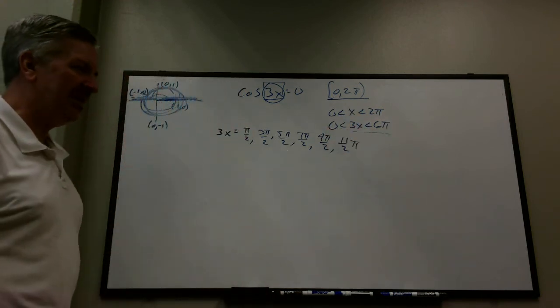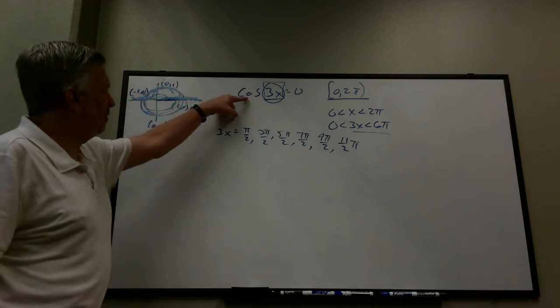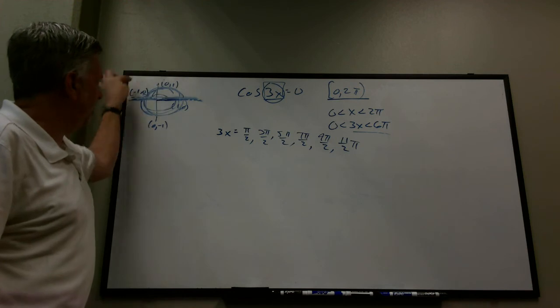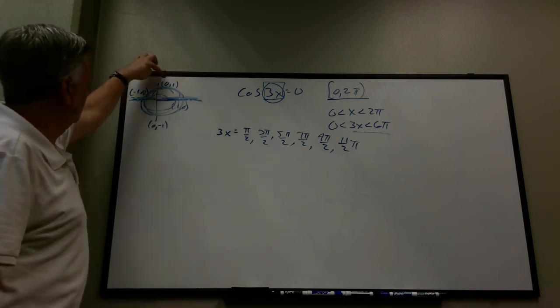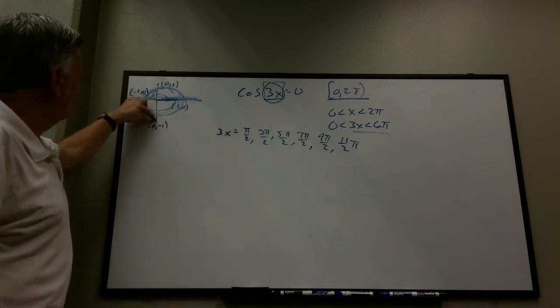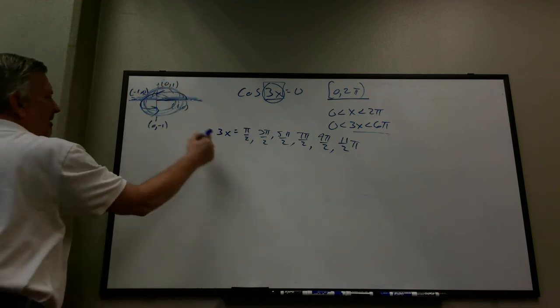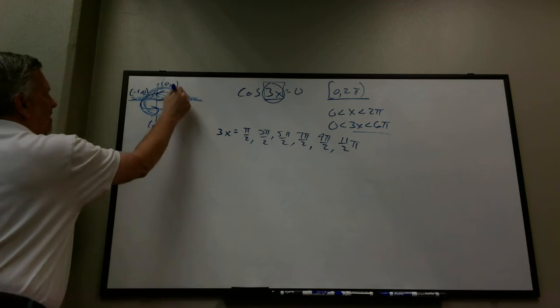6 pi is 3 times around. So I have to find all the solutions for cosine of an angle is 0 in 3 complete revolutions. Now where's cosine equal to 0 on the unit circle? When x is 0. So I get a solution here, that's the pi over 2, and then here, that's a 3 pi over 2, and then back up here again.